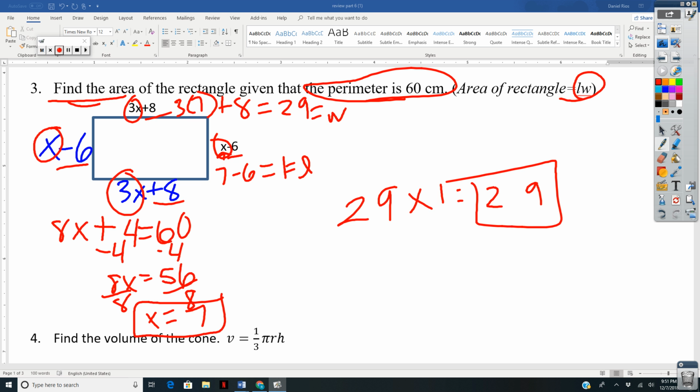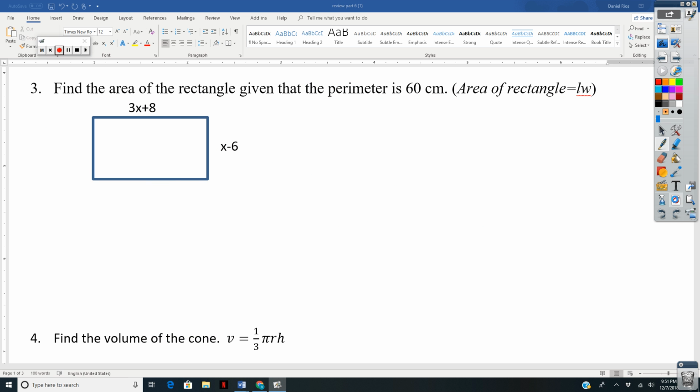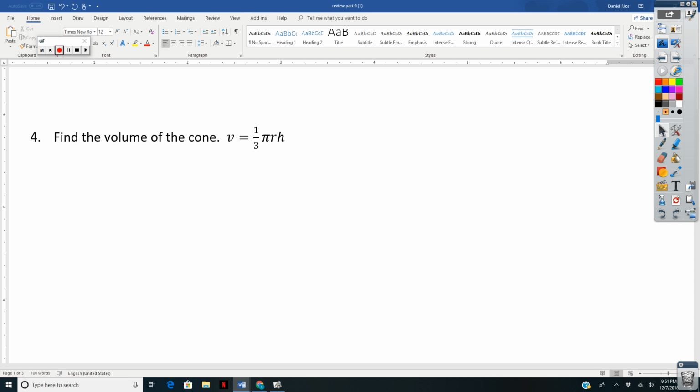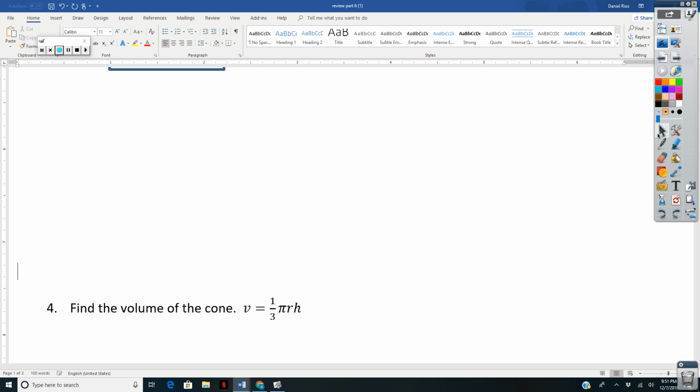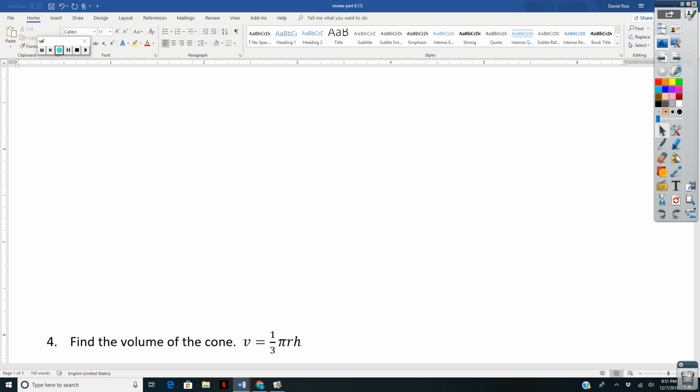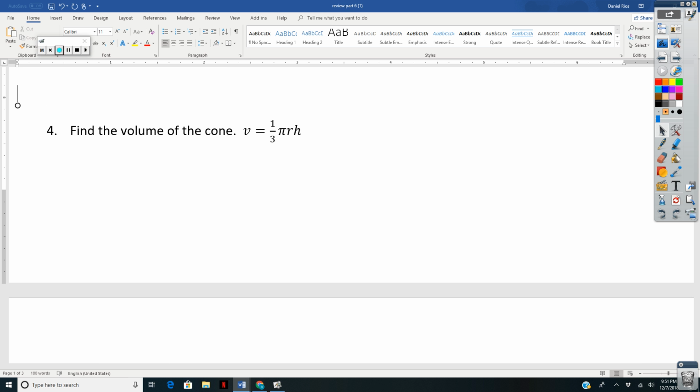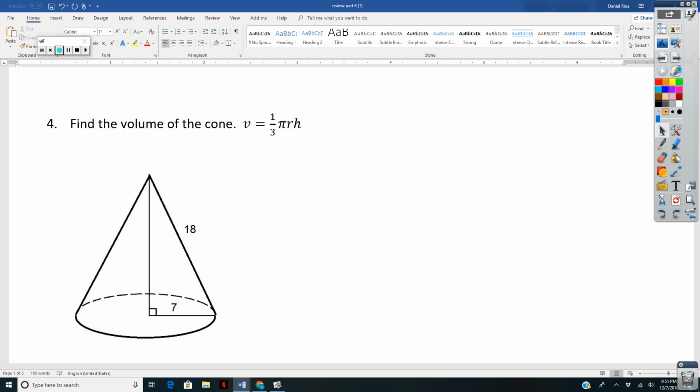And that's it. Last one. Let's see. Okay, last one is finding the volume. And my cone disappeared. Where is it? Let's see if we can get that cone to come back. Oh, there it is. Cone, come back.